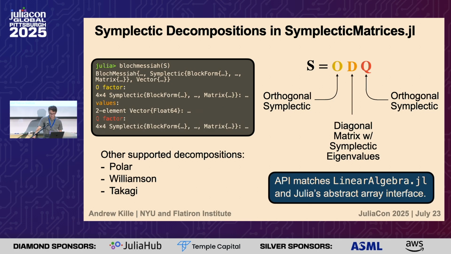What I really tried doing was strictly matching the linear algebra standard lib interface within Julia, and also custom array types so that these operations are as efficient as possible. And I hope to soon move this over to the Julia linear algebra organization so that they can have full control over it, so I don't have to deal with it as much. But there's other symplectic decompositions as well. There's a polar decomposition, a symplectic version of the polar decomposition. There's a Williamson decomposition, Takagi, and I hope to include more soon.